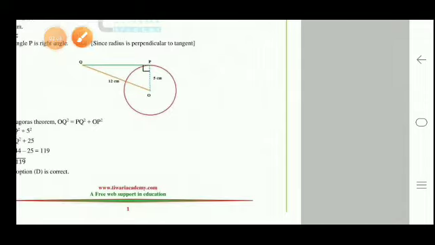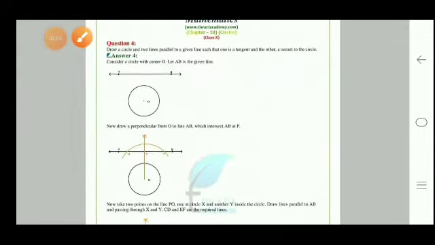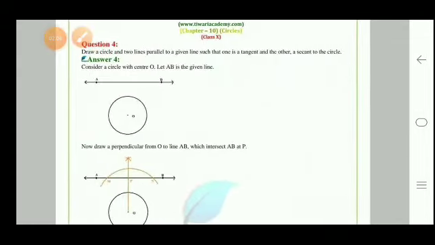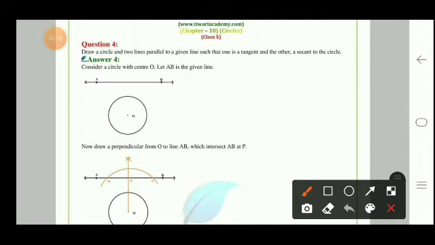Then moving towards question number 4. What is question number 4? Question number 4 is: draw a circle and two lines parallel to a given line such that one is a tangent and the other a secant to the circle. So first, consider a circle with the center O, and AB is a given line. We can see here AB is a given line and this is the circle with the center O.